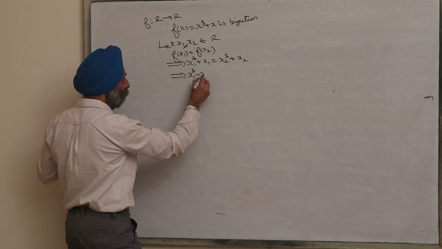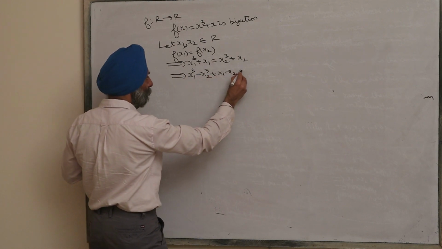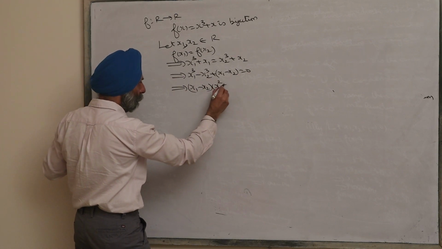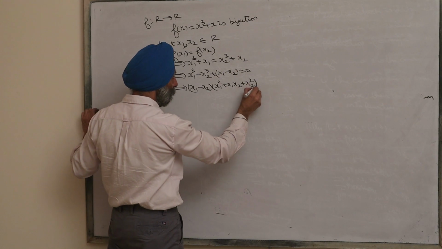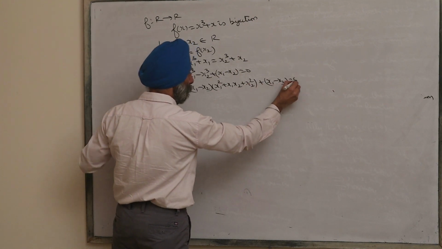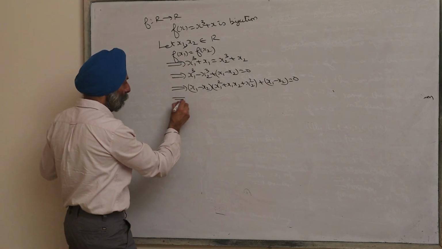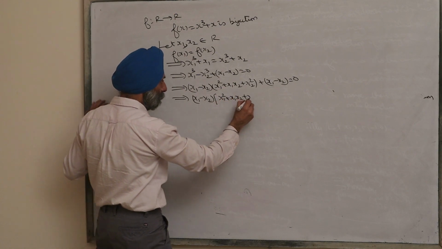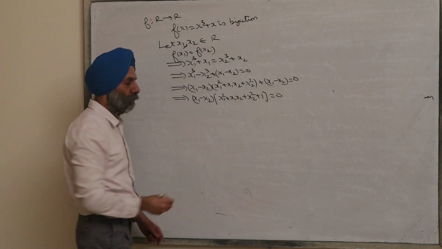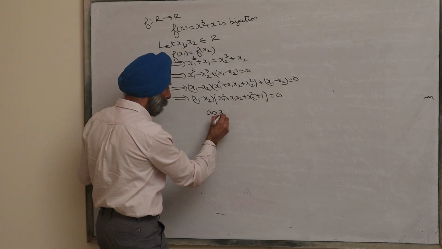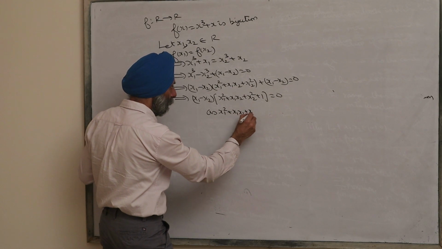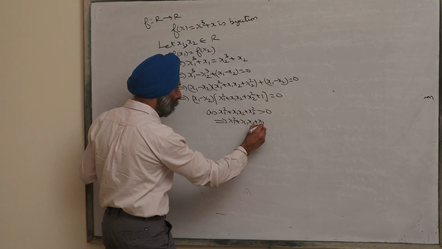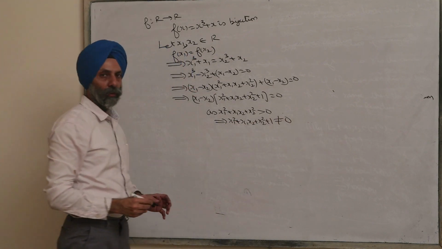So this implies that x1³ − x2³ + x1 − x2 = 0. So this implies (x1 − x2)(x1² + x1x2 + x2²) + (x1 − x2) = 0. If I take x1 − x2 common, it becomes (x1 − x2)(x1² + x1x2 + x2² + 1) = 0. As x1² + x1x2 + x2² is always positive, x1² + x1x2 + x2² + 1 cannot be equal to 0.